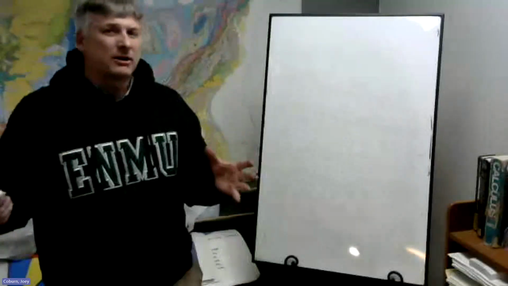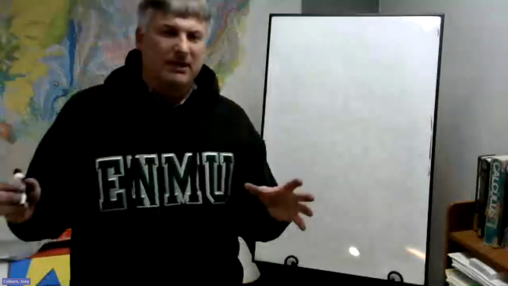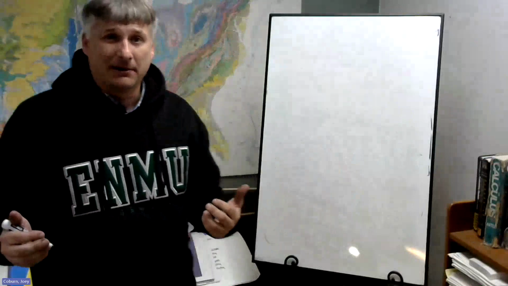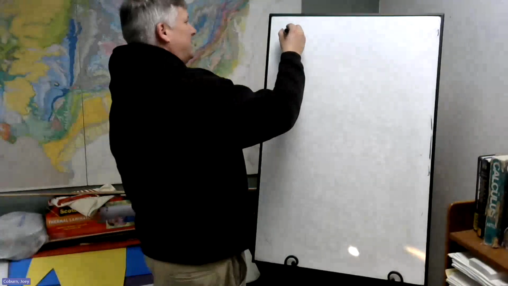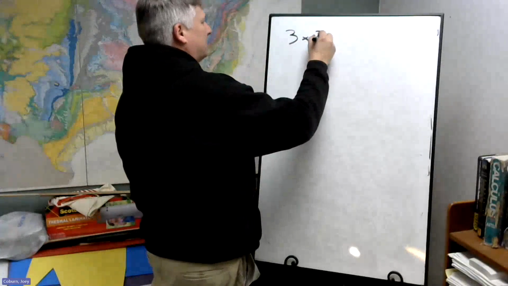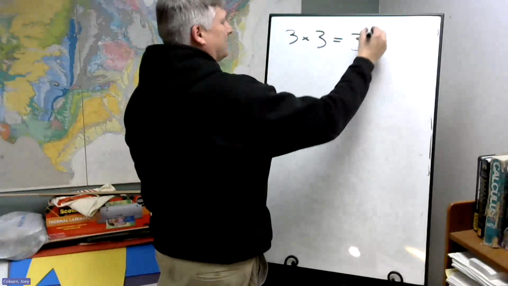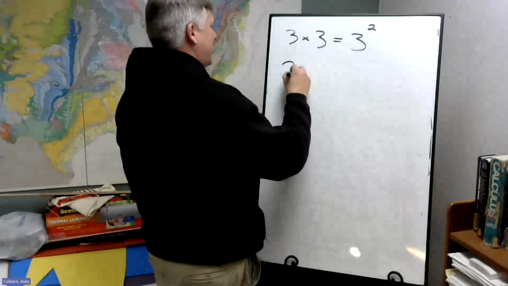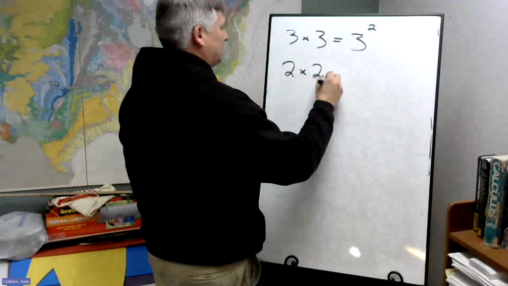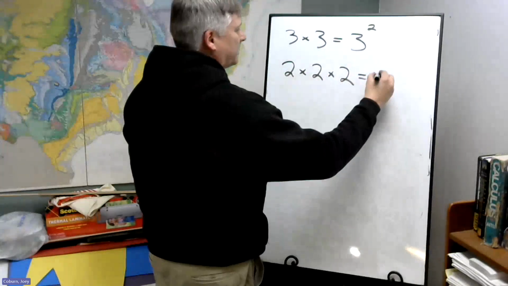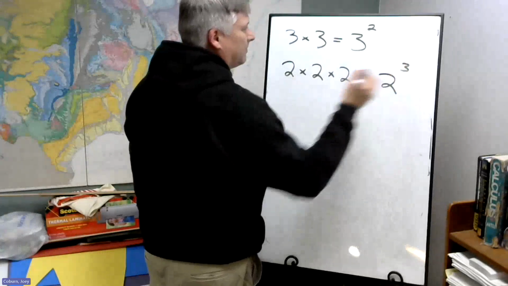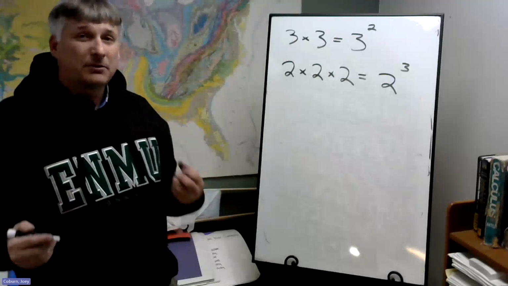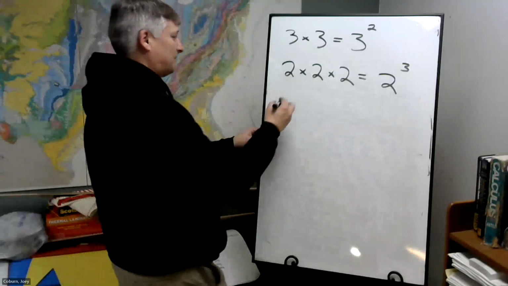So I want to talk about what it means a bit when the variable has an exponent on it. If we take 3 times 3, we can call that 3 squared. Or if we had 2 times 2 times 2, we could call that 2 to the power of 3, or 2 cubed. With variables, it means the same thing.